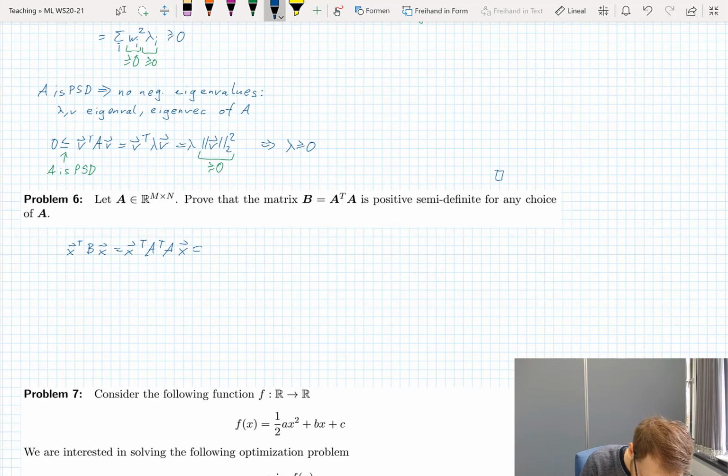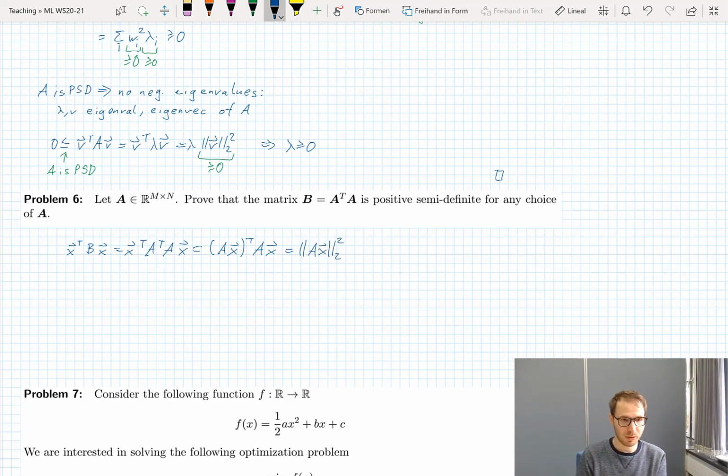Now we can summarize this left-hand side and put it into a parenthesis. So we say (A x) transposed (A x). Right? But now if you look at this dot product here, that's just a squared norm, the norm of A x, 2-norm squared. And what do we know about the norm? It's non-negative. So this is greater or equal 0. And therefore, PSD. Done.